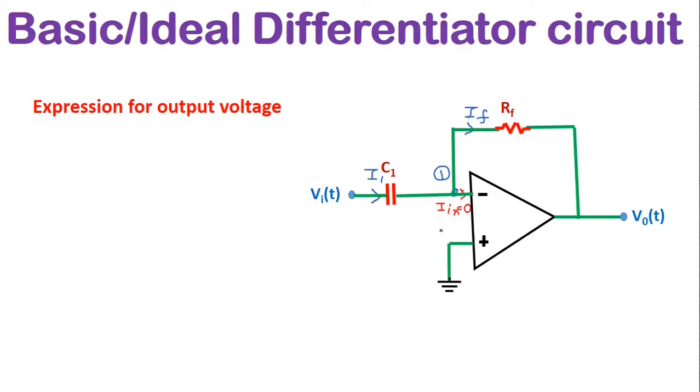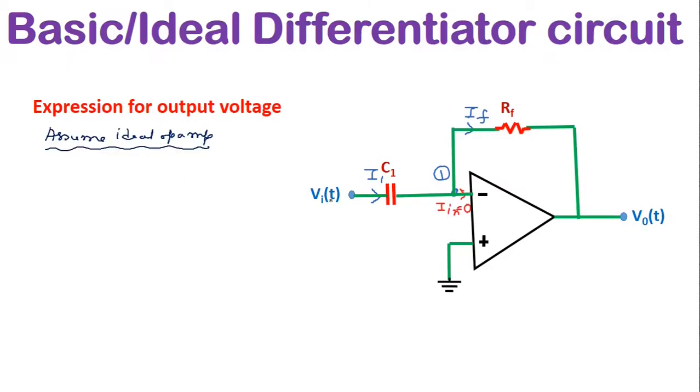Next we will find out the expression for output voltage for this ideal differentiator circuit. Here we have assumed the current through this capacitor C1 is I1, the current through this feedback resistance RF is IF, and the input current into the operational amplifier is IN.